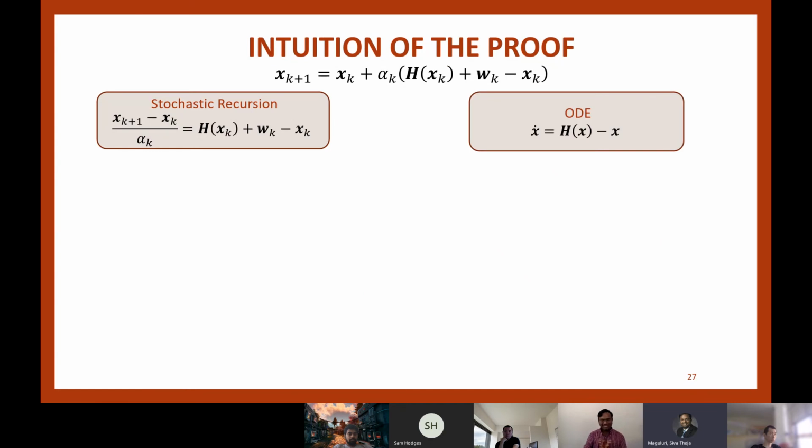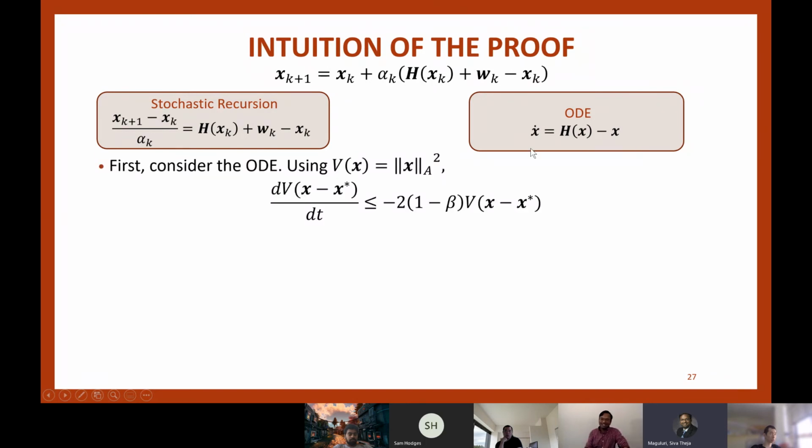So remember, I said how we'll always like thinking about ODEs, even though we'll not use it in the proof. So let's look at this, the stochastic approximation I presented in the previous slide. And the corresponding ODE looks like this. Send xk onto the left, alpha k onto the left, and then pretend this is an ODE, drop all noise. Then the first question is, does this ODE converge?